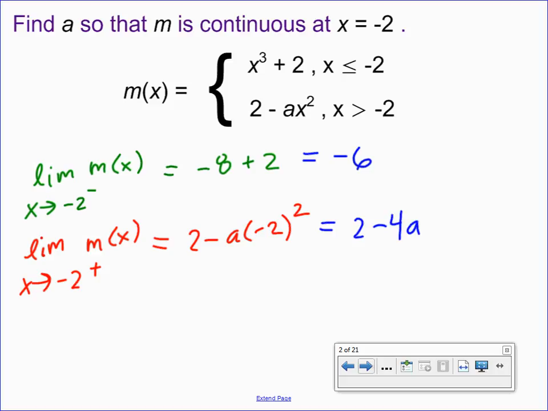Yes? So I've got my left-hand limit. I've got my right-hand limit. In order for my overall limit to exist, what must be true given my one-sided limits? So in order for my overall limit to exist, what must be true? Savannah?